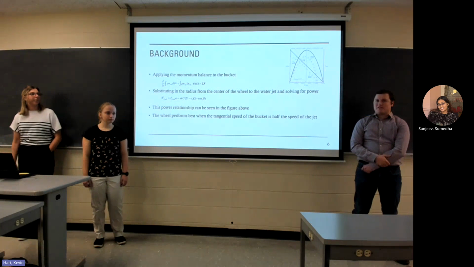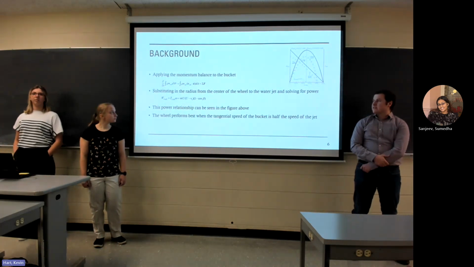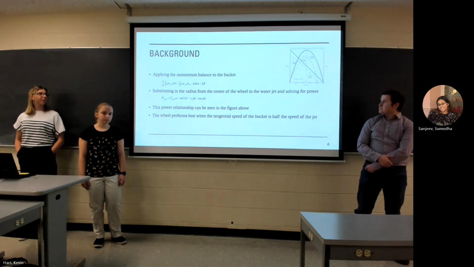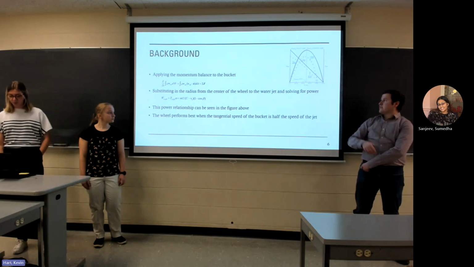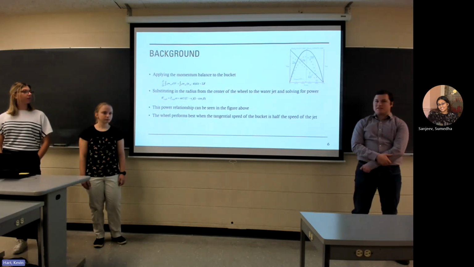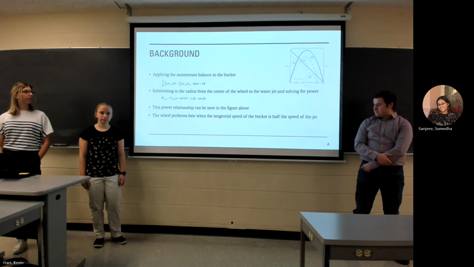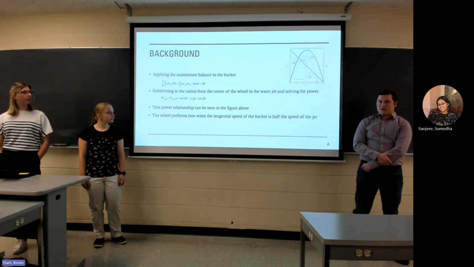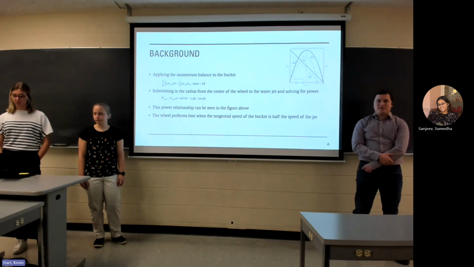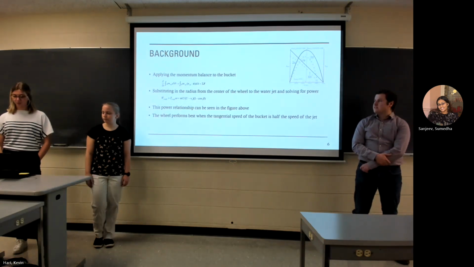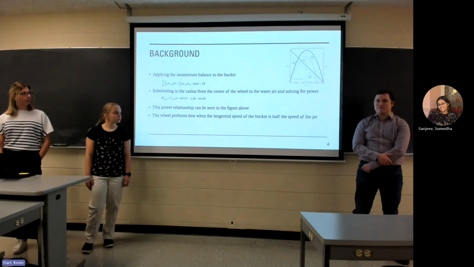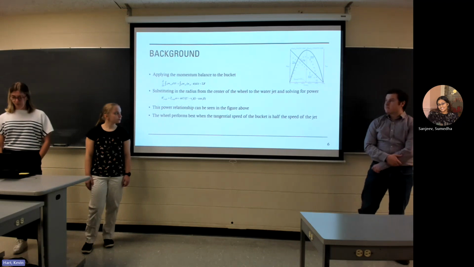Here is where I'm finding the momentum balance, and then if you factor in the radius of the wheel and the rotational speed of the wheel, you can get a power produced. And then by looking at the relationship between the jet velocity and the rotational speed of the wheel, we can see that when the jet velocity is twice the bucket velocity, the power output is maximized. So this is what we should strive for in our design process.